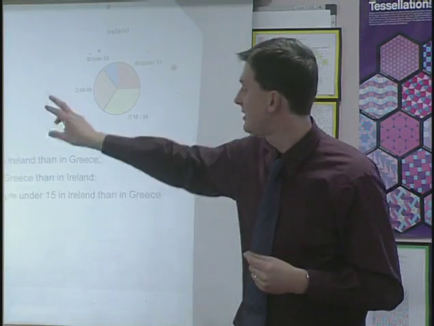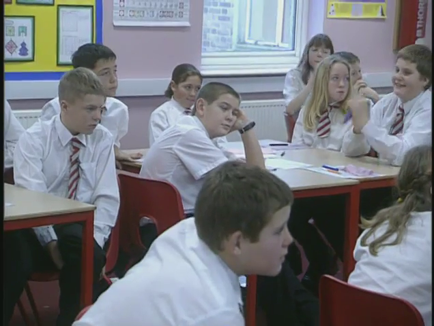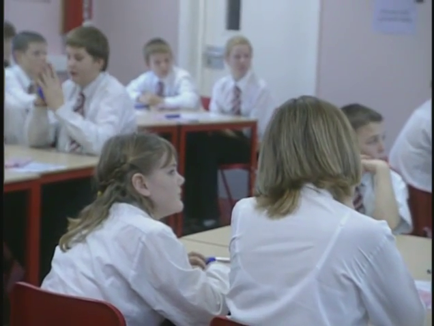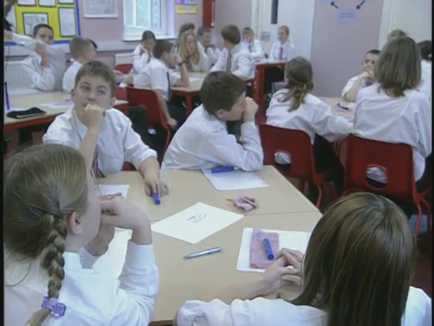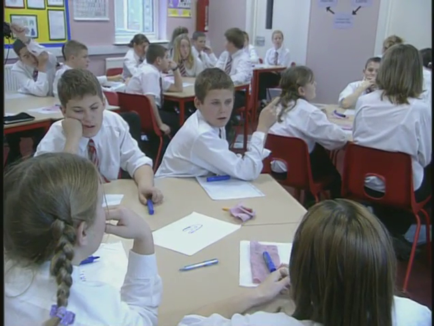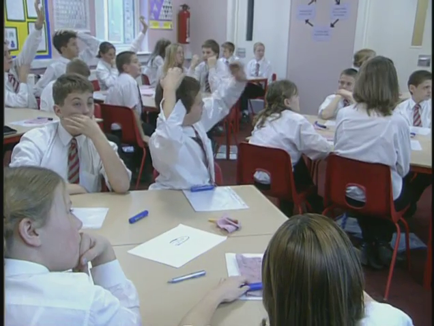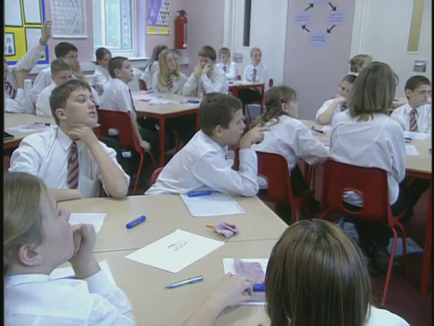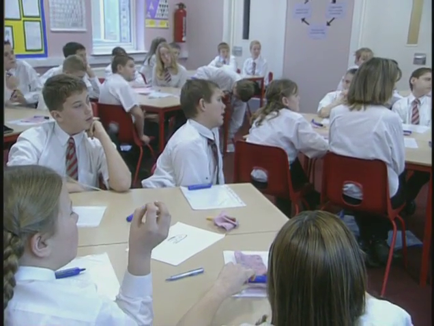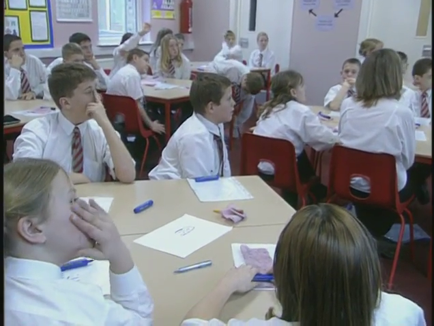Right, what else can we say using our key words? That's brilliant because Kurt's used the key word. We can say there's a lower percentage. What else can we say? Could we change the word proportion there to another one of our key words? Sean? The chart shows that there is a higher fraction of people under 15 in Ireland than in Greece. Can we change another word? Paul? You can put percentage in it. So read it out to me, Paul. The chart shows that there is a higher percentage of people under 15 in Ireland than in Greece. Good lad, good lad.